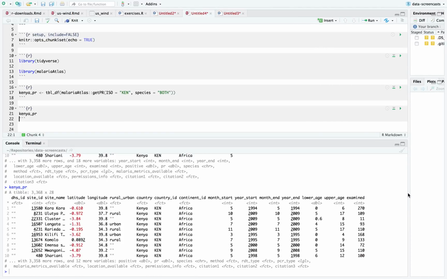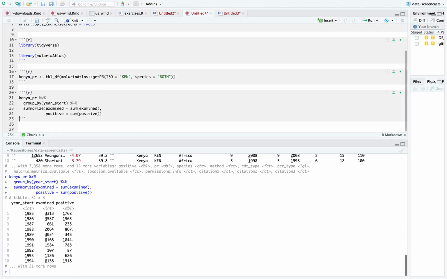Okay. So if I wanted to aggregate the prevalence across time, what I would probably be doing is grouping by the year. We could start with the year start and summarize the total examined as the sum of examined. I'm not an epidemiologist, so they might use more sophisticated methods. I'm just thinking in terms of totals: the number of people examined and positive each year. And then we can get a prevalence out of that.